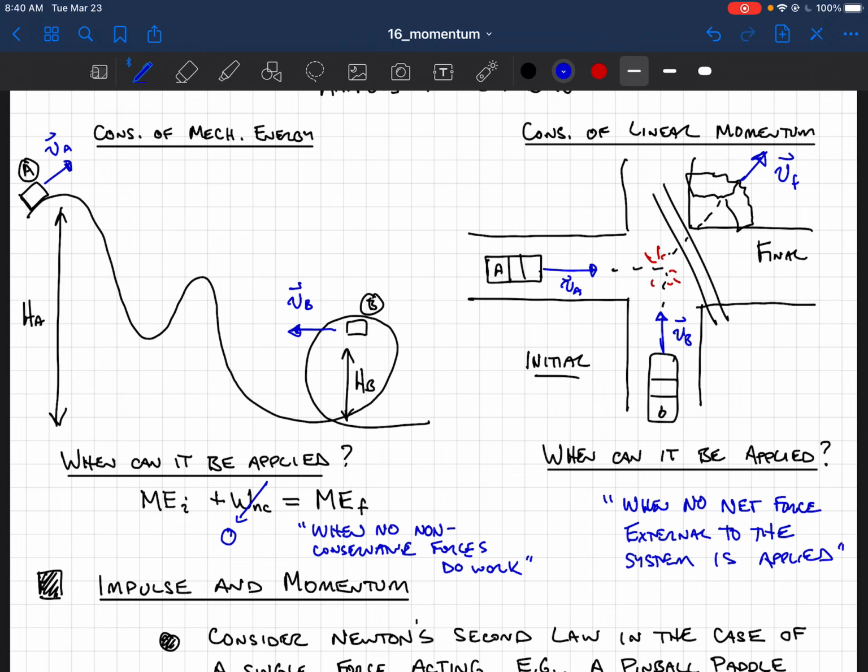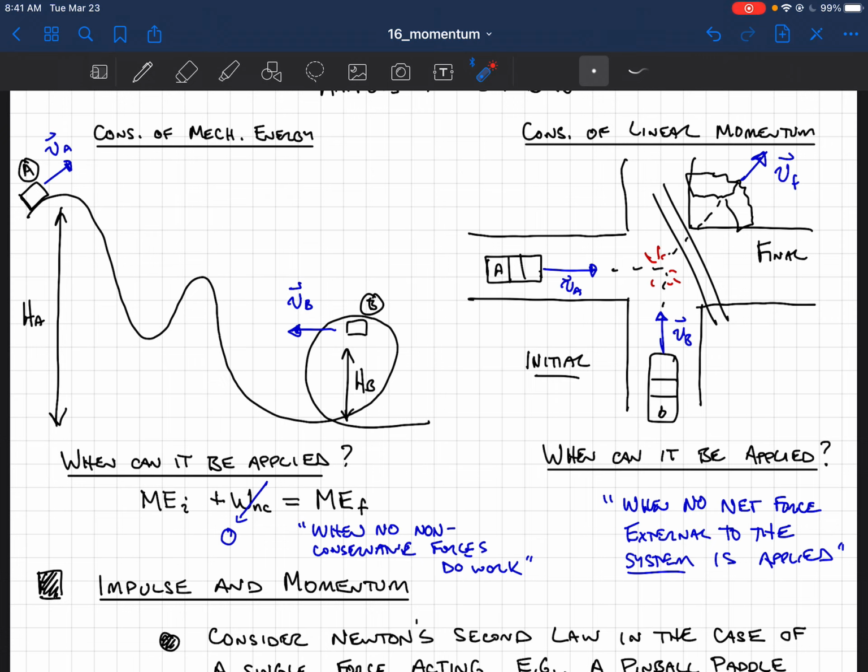So there's a couple words in there that we need to understand. System means that we define a system of particles. So in this case, it would be the two cars. And we restrict ourselves to only forces in between the two cars, the Newton's third law pair forces. If there are forces of other things on the cars, then we would call those a net force external to the system, meaning outside of that system that we've chosen. And if that's the case, then we can't apply conservation of momentum.